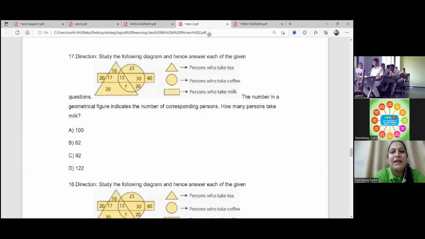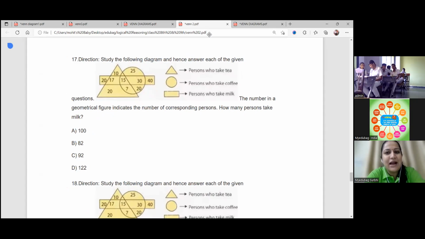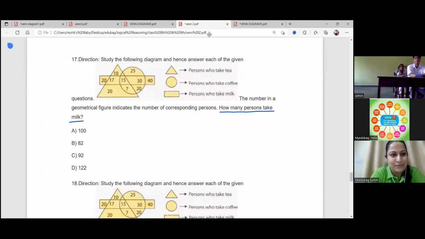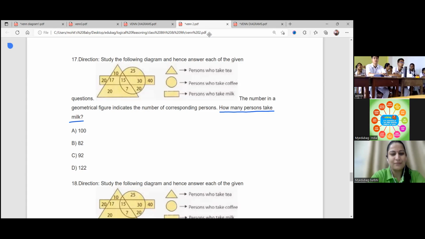Study the following diagram and hence answer each of the following. You can see the diagram. Person who takes tea is a triangle. Circle is person who takes coffee, and person who takes milk is in rectangle. Okay. The number in the geometrical figure indicates the number of corresponding persons. How many persons take milk? You have to just see the persons who take milk.